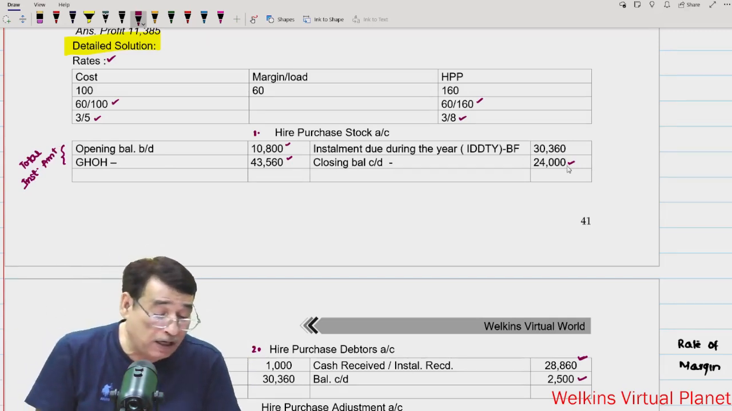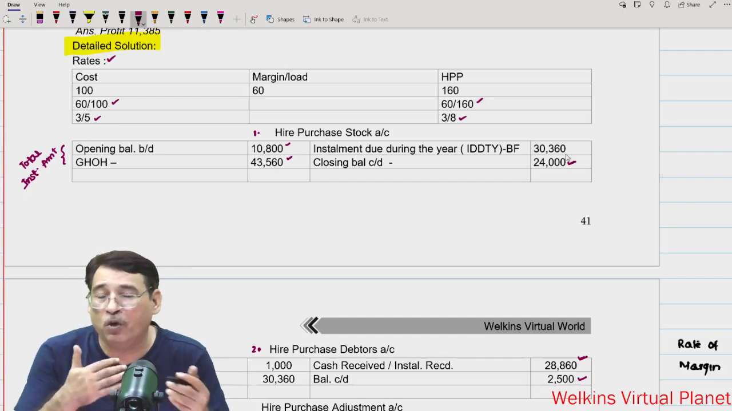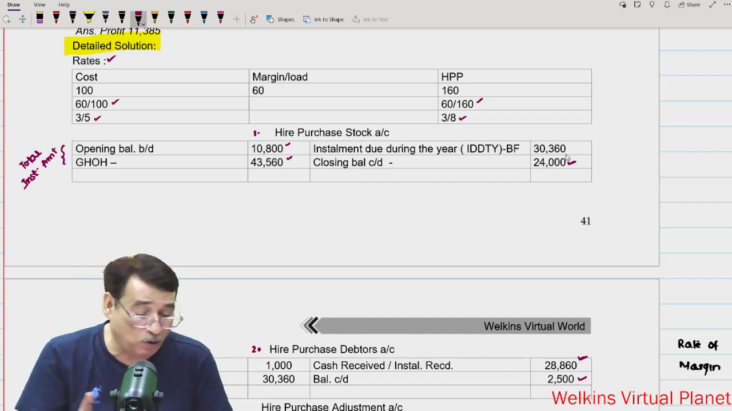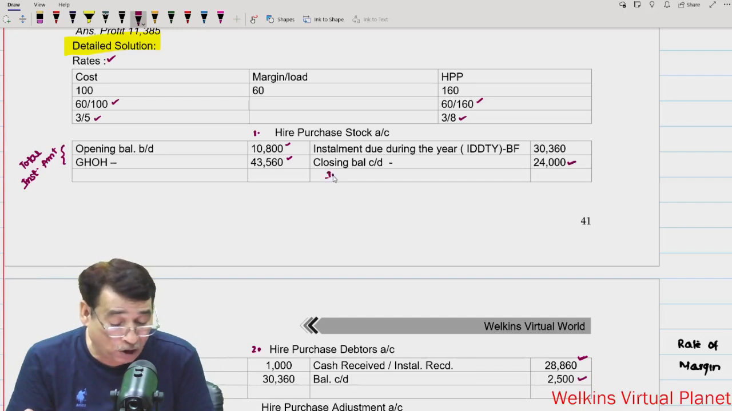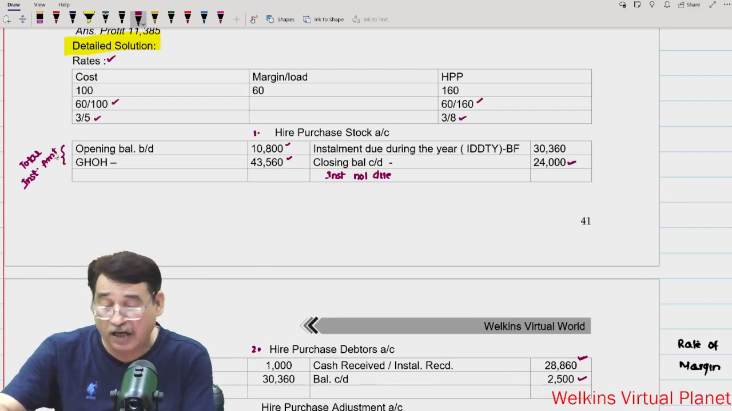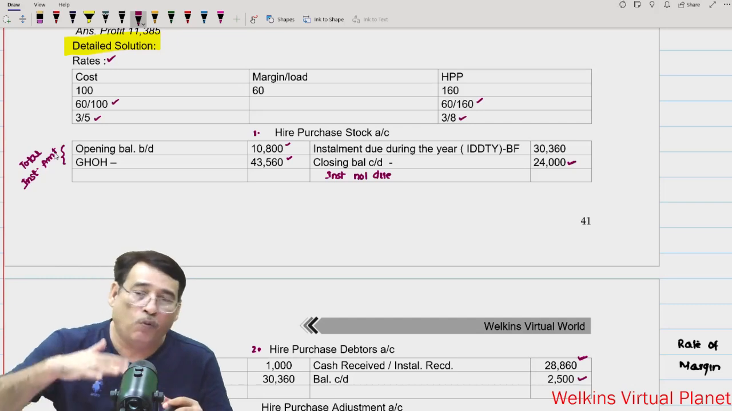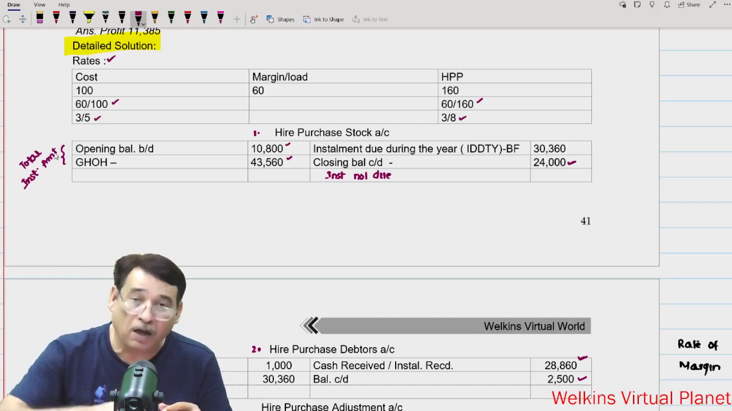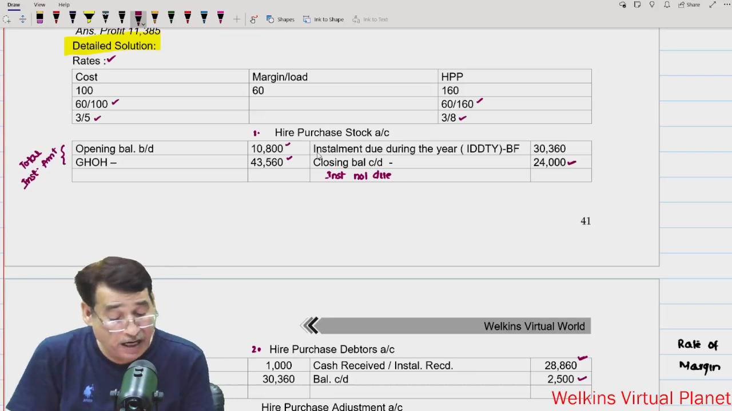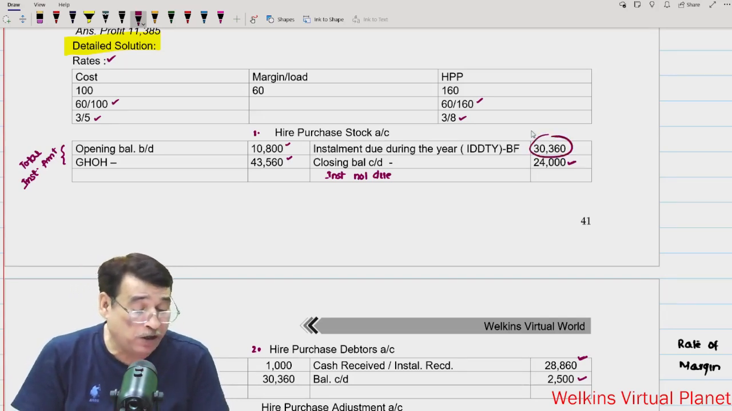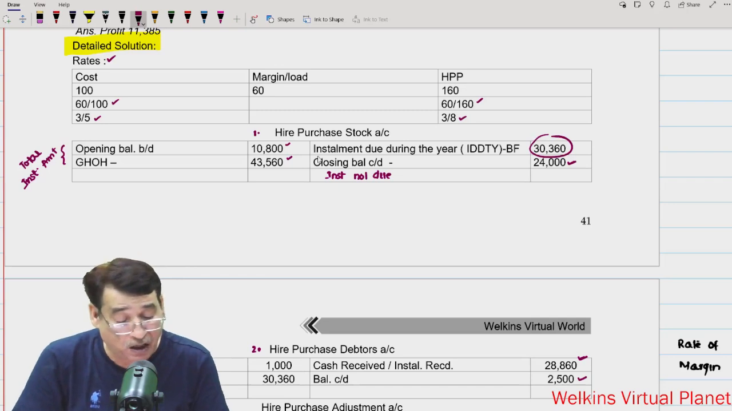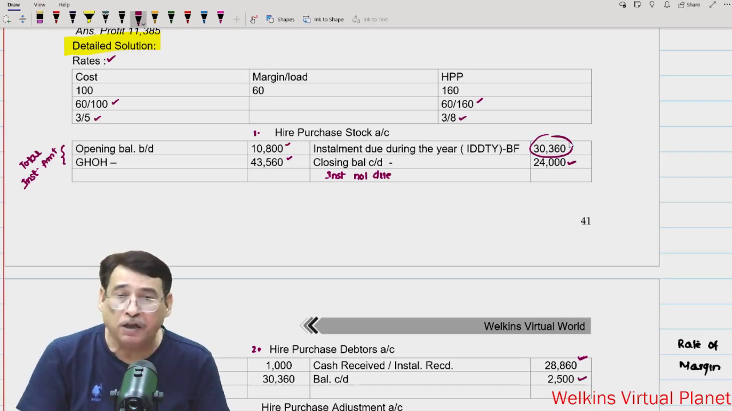Now, we are already given at the end of the year closing balance. Now, what is the closing balance? Closing balance means installment not due. Higher purchase stock account closing balance means installment not due during the year. And we know that as far as total installments are concerned, it is divided into two parts: installment not due during the year, and installment due during the year. So that is the reason the balancing figure which you are going to get, 30,360, will be your installment due during the year. Is it clear to you?